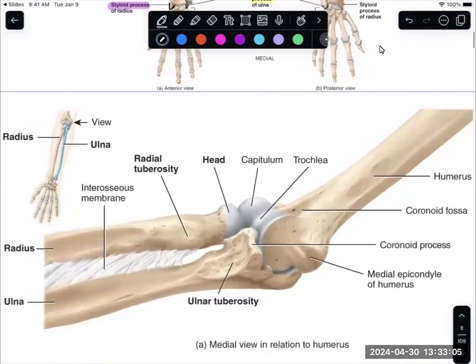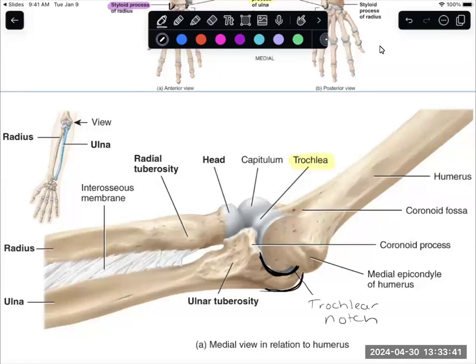So if we look at it from the side, here's another view. I want it because this way you can see here is this olecranon, that trochlea that we pointed out on the humerus. On the ulna side, we have the inside of this hook. That is known as the trochlear notch.